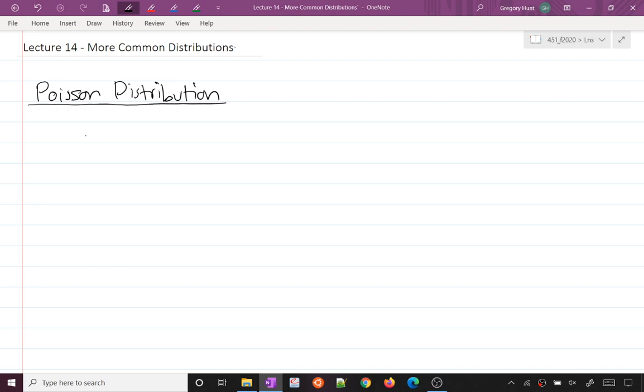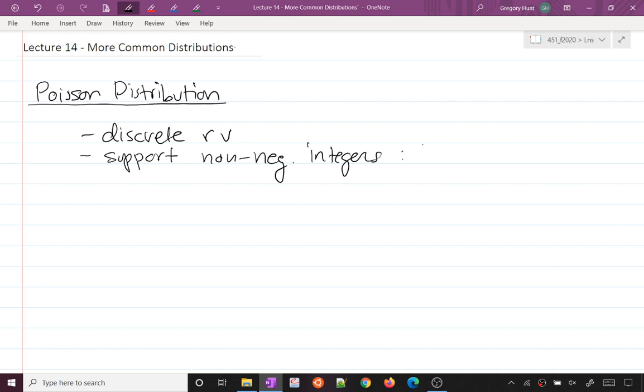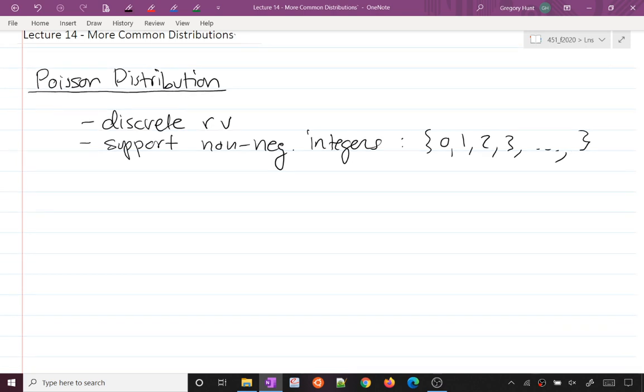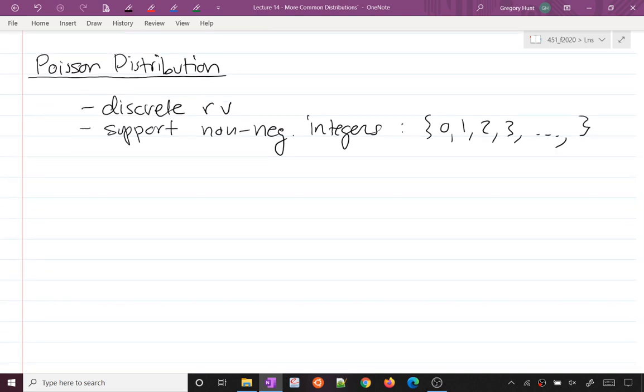And the Poisson distribution is a discrete random variable, and it has a support of non-negative integers. So its support is 0, 1, 2, 3, etc. It's not a finite support, it has an infinite support, but it's a discrete random variable because we have discrete elements of our support.